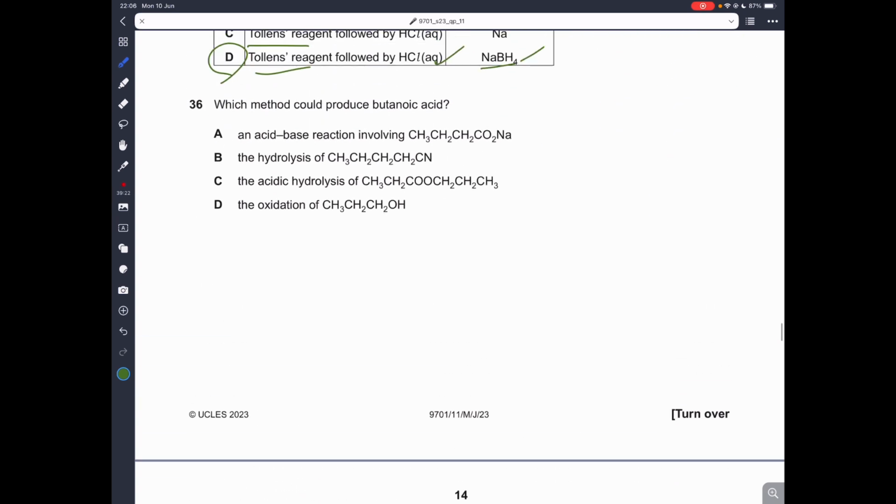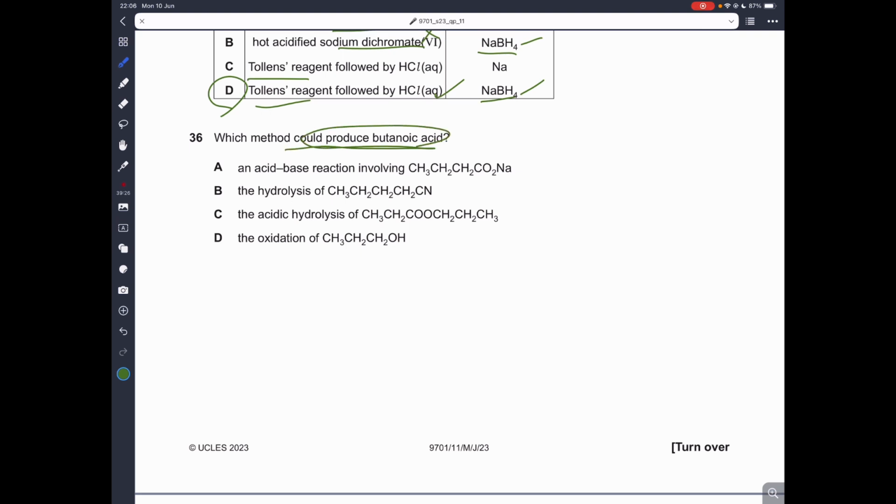Okay. 36. Which method could be used to produce butanoic acid? Okay. Number A. An acid-base reaction involving CH3CH2CH2COONa. Okay, so let me draw it out again. C, C, C, C, O, O minus, Na plus. Na plus over there. Okay, so this is an acid-base reaction.